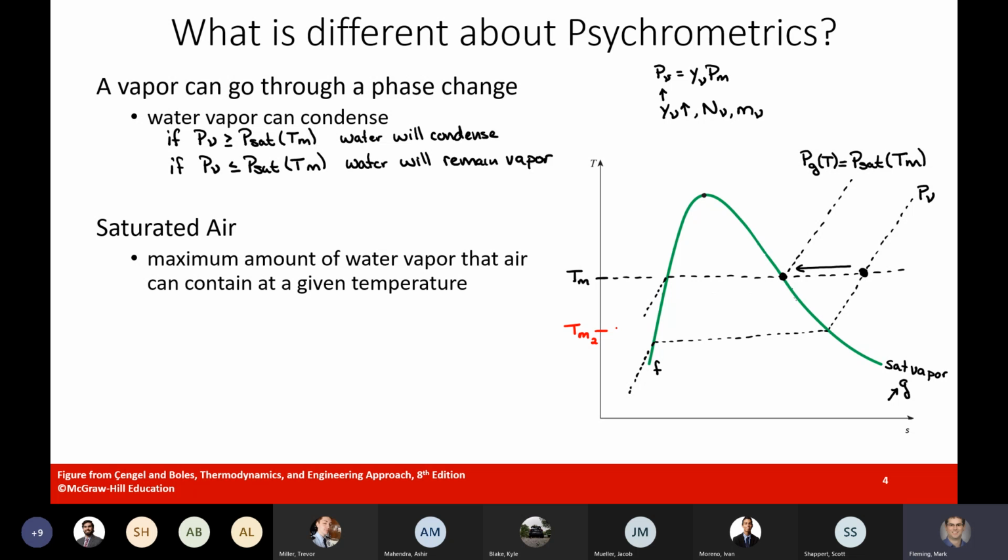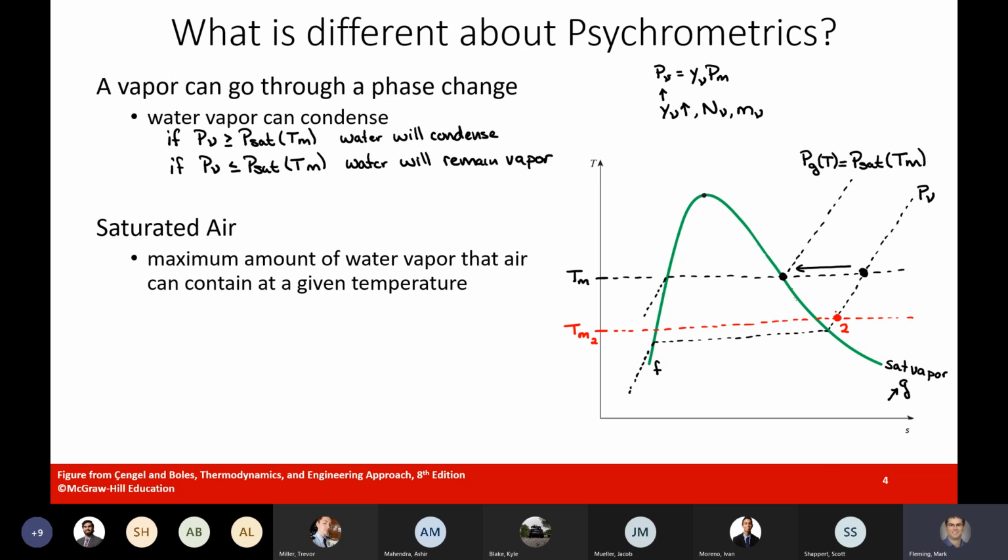If we go ahead and draw this out again here, we have T mixture 2. And if we draw another line, something like this, we will have our state 2 being right here. Again, if we didn't change the amount of water in our system, so we just change the temperature of the air, we would move along the line of constant vapor pressure. So we'd end up here at state 2.